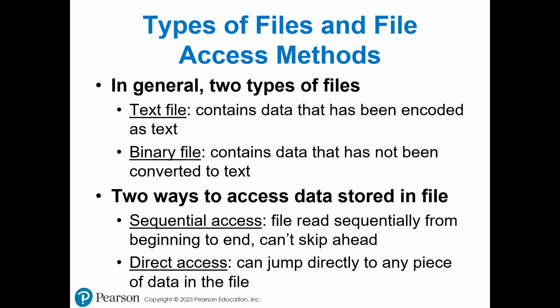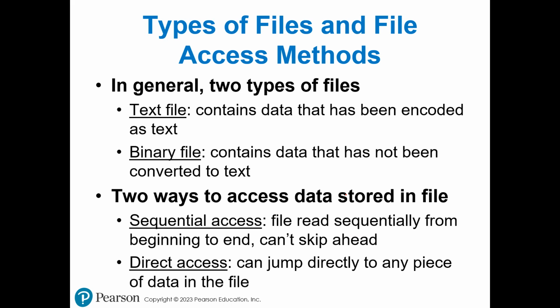There are two different ways to access that data that we store inside of the file. They're pretty easy, two easy concepts. So the first one is sequential access. So you are sequentially accessing every single element that exists in that file. You cannot skip, you cannot jump. You have to go through every single piece of data that exists in that file from the beginning to an end.